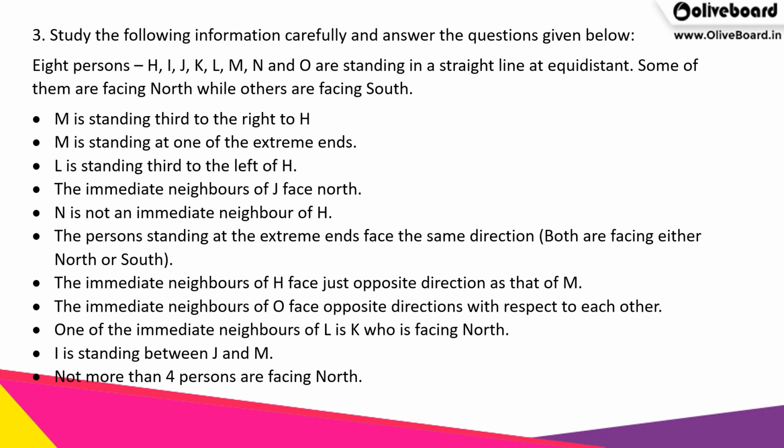Let us move ahead with the third question. Before we go towards the solution, I want you to pause the video here and try to solve the question on your own. A few things to note here: there are a total of 8 people, and some of them are facing north and some are facing south. So we have to categorize them in the same order. The details mentioned say not more than 4 persons are facing north, which means that out of 8, 4 people are facing north and 4 people are facing south, right?